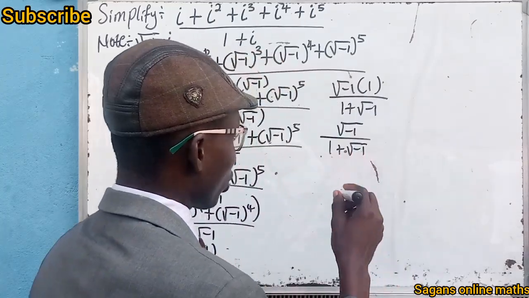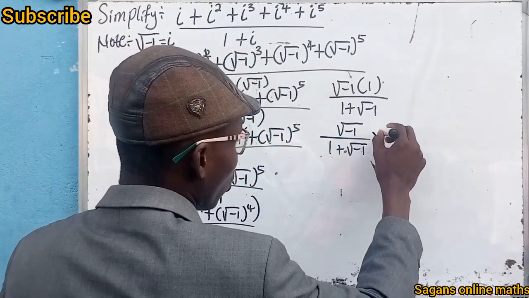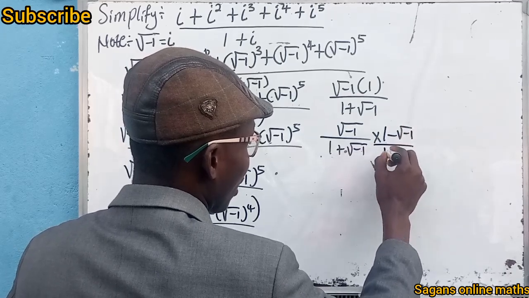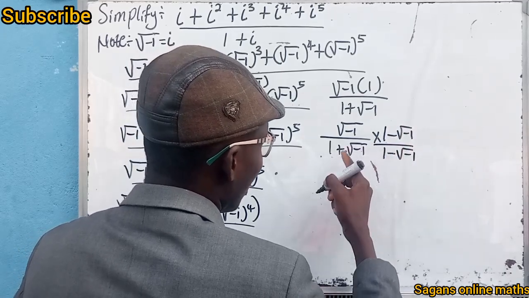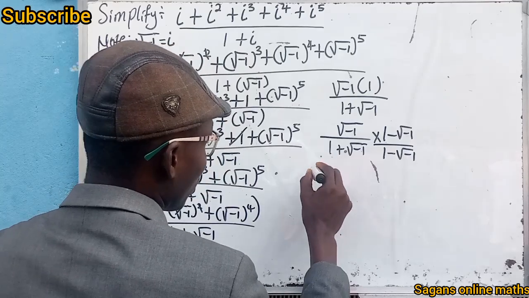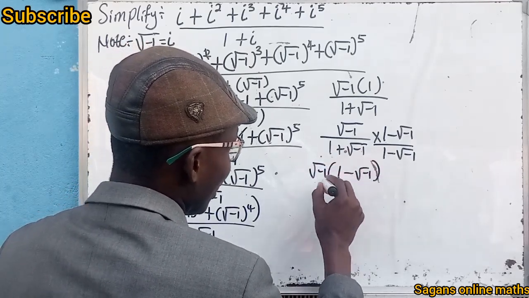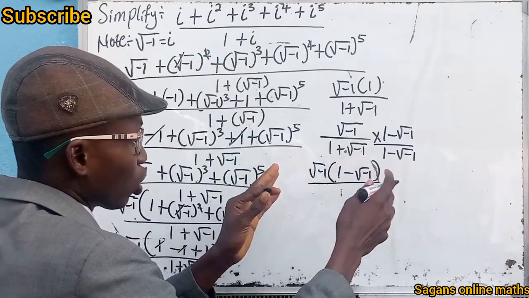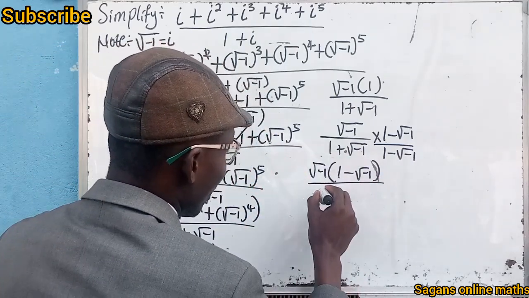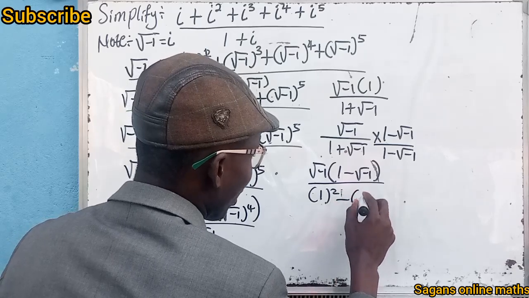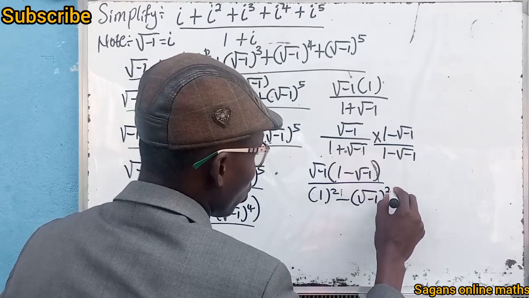So what we are going to do is to multiply this by (1 minus √-1) divided by (1 minus √-1). Now if we multiply everything here, we are going to have √-1 into (1 minus √-1), divided by, at the denominator, we are having a difference of two squares. So this now becomes 1 squared minus (√-1) squared.